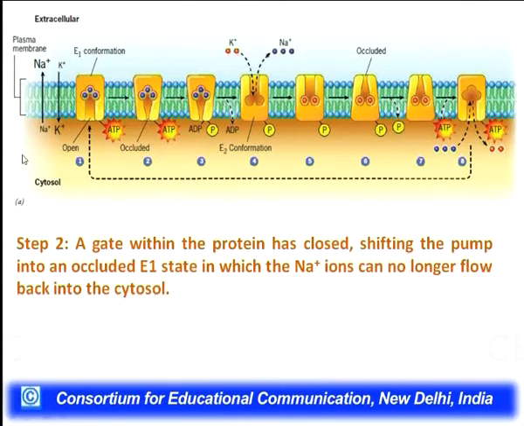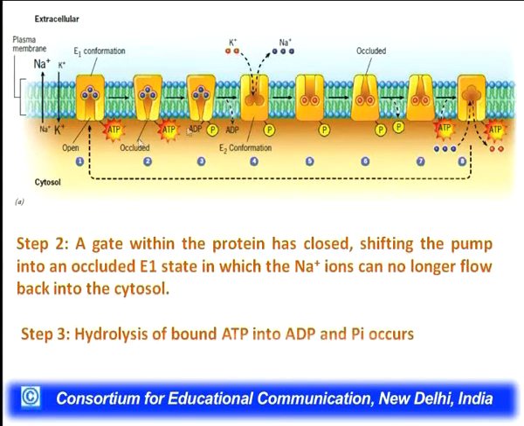So these sodium ions are in concentration here. So basically what happens is that they bind to these ionic binding sites, and then this particular gate closes, and therefore they cannot now flow back, and the ATP is also bound. In step 3, hydrolysis of the bound ATP takes place. So this ATP gets converted into ADP and Pi, and the energy is produced.